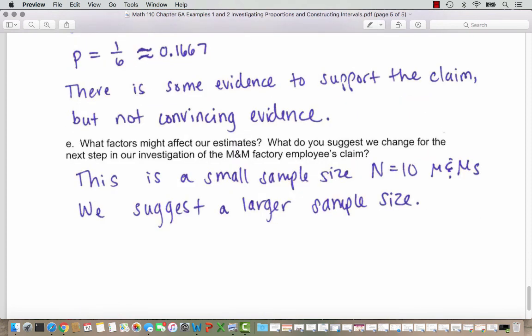So now we want to think about what factors might be affecting our estimates and what you suggest we change for the next step in our investigation. This is a small sample size. It's just n equals 10 M&Ms, so that might be problematic. So we are going to suggest investigating a larger sample size, and we will do so in the next example.